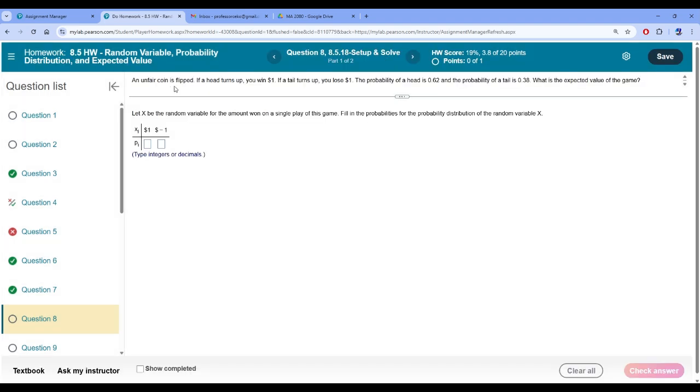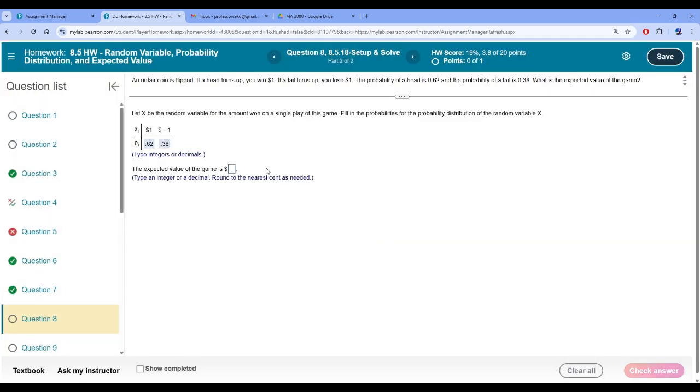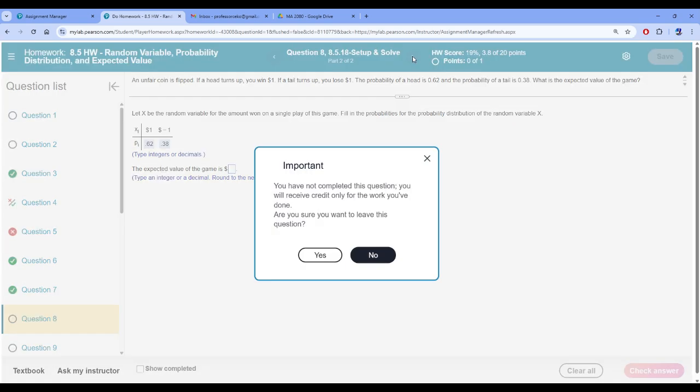An unfair coin is tossed. If it's heads up, you win $1. If it's tails up, you lose $1. Probability of getting heads is that, probability of tails is that. What's the expected value of the game? 0.62 times 1 is 0.62, and this probability is 0.38. What's your expected value? Multiply them, add them together. It's going to be something. You guys got it.